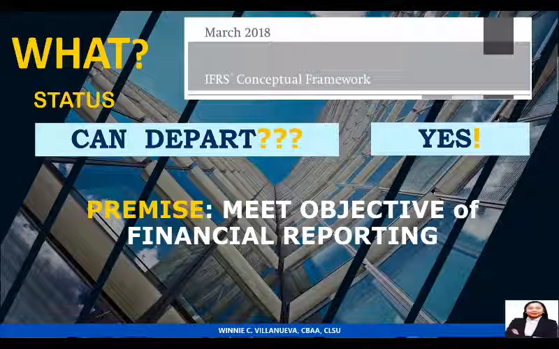That is why you become disobedient. You would not follow the conceptual framework because your objective is to meet, that is your main purpose, why you would depart. Although it rarely happens, it is to meet the objective of financial reporting. Okay? Still a good intention, right?